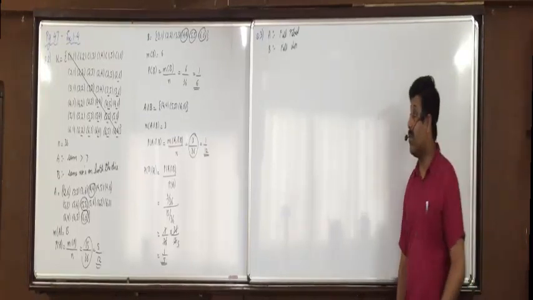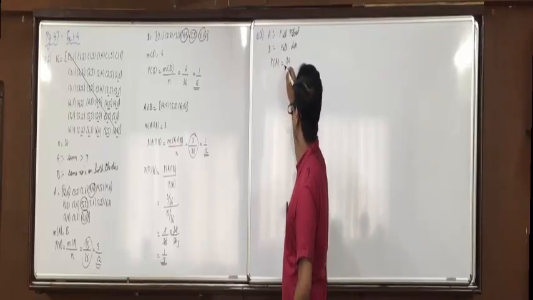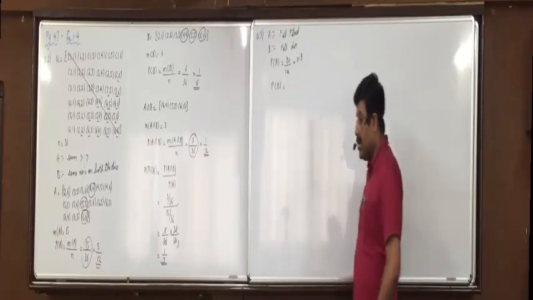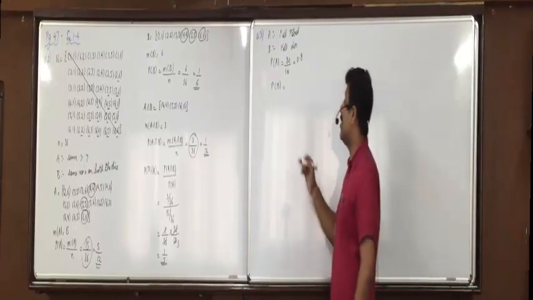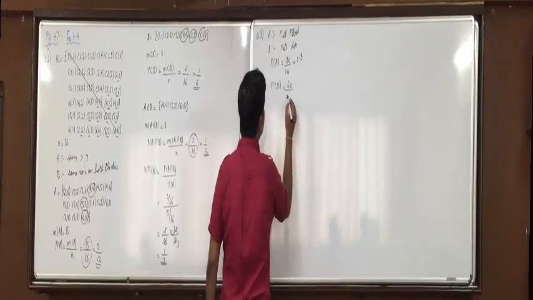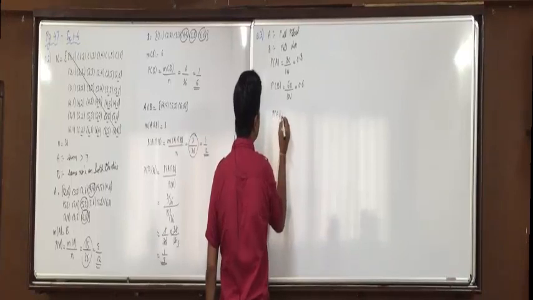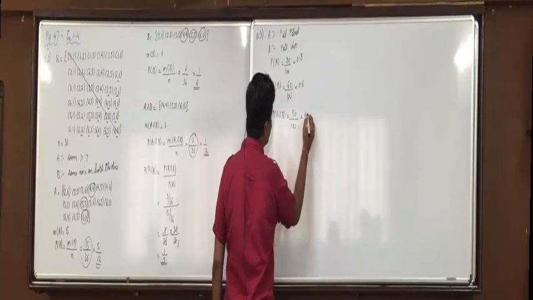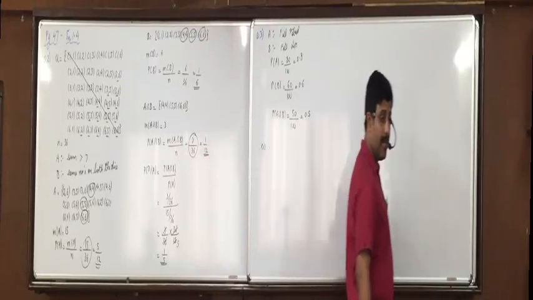Now, what all probabilities are given? PA is given 80 by 100, 0.8. PB is given 60 by 100, 0.6. And PA intersection B is given 50 by 100, 0.5. Understood that, everyone?